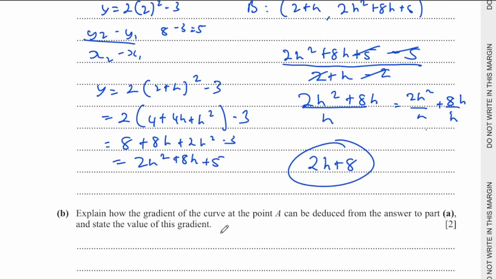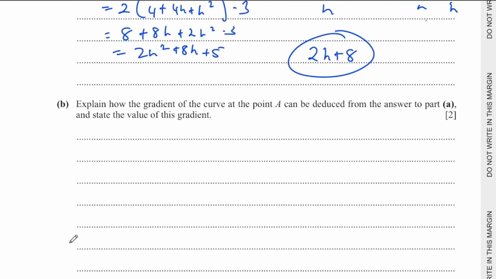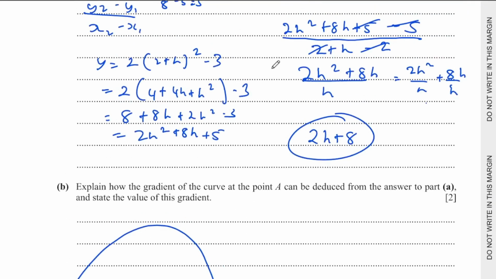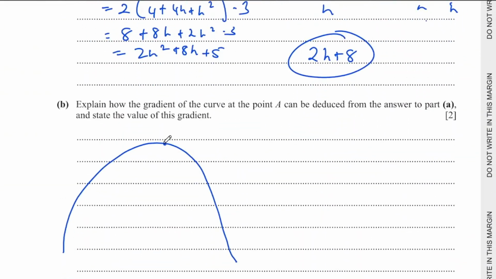Okay, now explain how the gradient of the curve at the point A can be deduced from the answer to part A and say the value of this gradient. Now for this we need to understand exactly what a gradient is. So suppose we had a curve, and these two points right here, A and B. A's x coordinate is somewhere here, so at 2, and B's x coordinate is somewhere here, so at 2 plus h for some value of h. h is some random value, right? We don't know what h is, but we found the gradient of this thing right here.